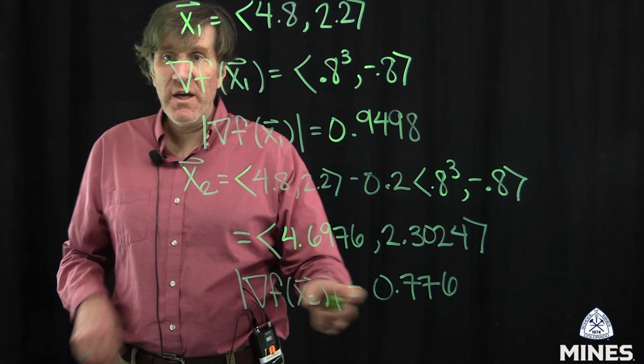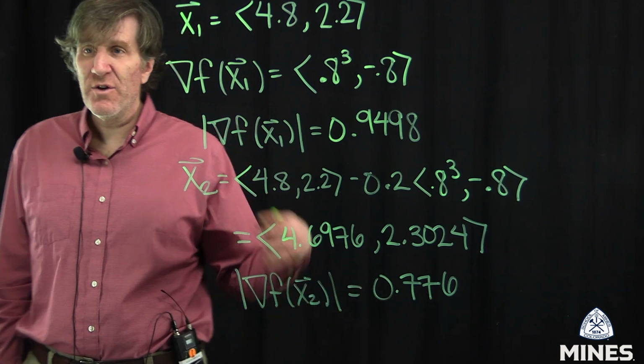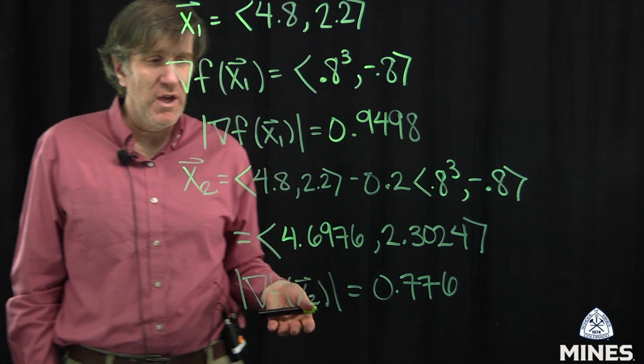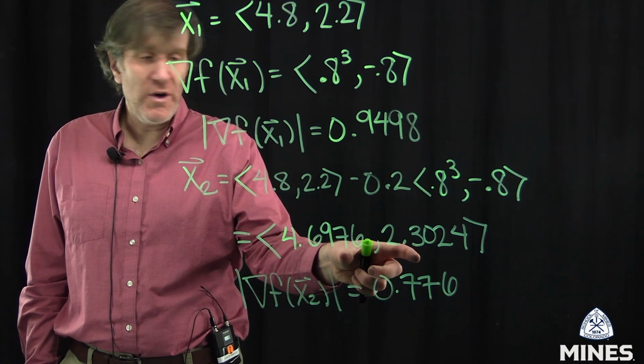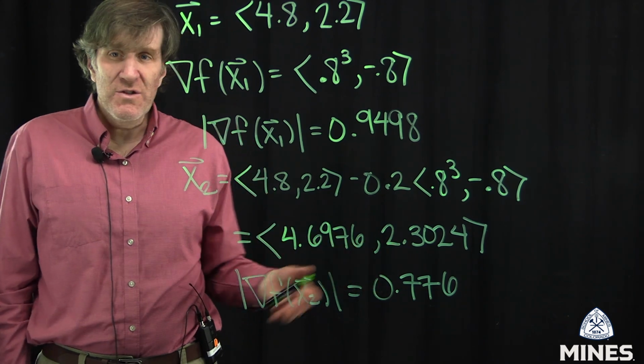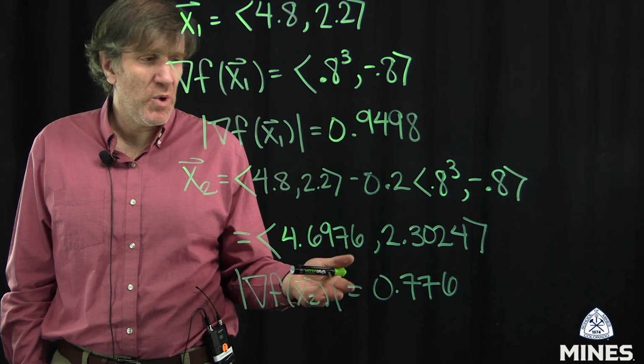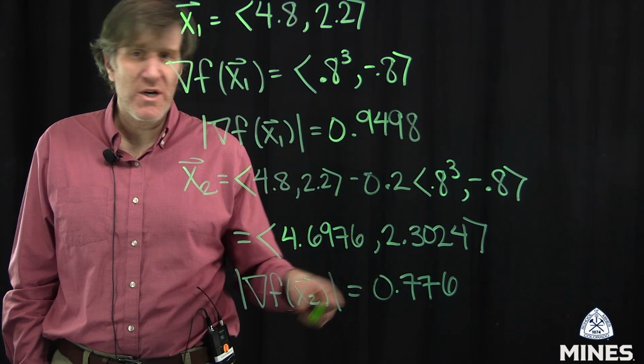Okay, so it got smaller, which is a good indicator that we're going in the right direction. We're doing the right thing. We've done a couple of steps downhill. It's not going very quickly, right? This could go faster, but that's okay. We just picked an alpha of 0.2 and it's going downhill. It's going in the right direction.